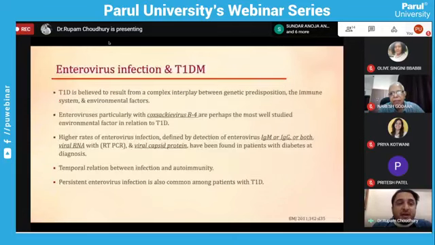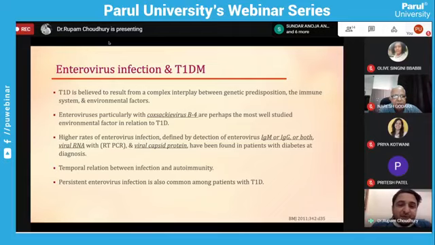Type 1 diabetes is believed to result from a complex interplay between genetic predisposition, the immune system, and environmental factors. Enteroviruses, particularly Coxsackie virus B4, are perhaps the most well-studied environmental factor in relation to type 1 diabetes. A higher rate of enterovirus infection, defined by detection of enterovirus IgM and IgG, or viral RNA, which can be done by RT-PCR, and viral capsid protein, has been found in patients with diabetes at diagnosis.